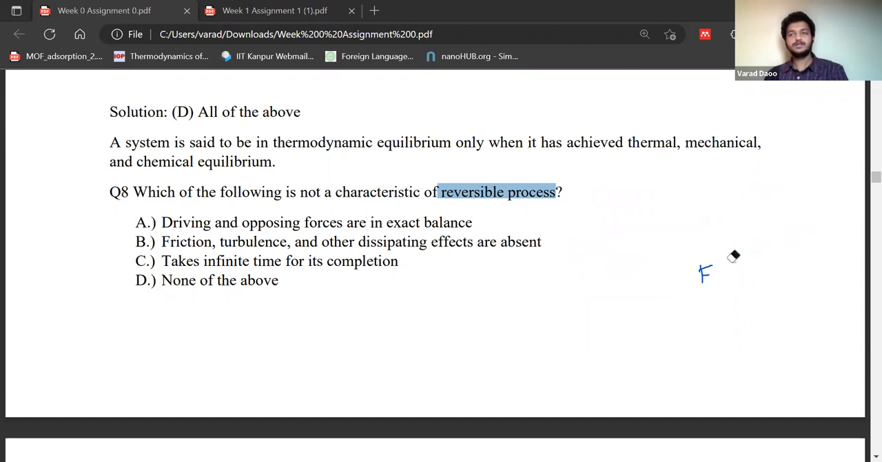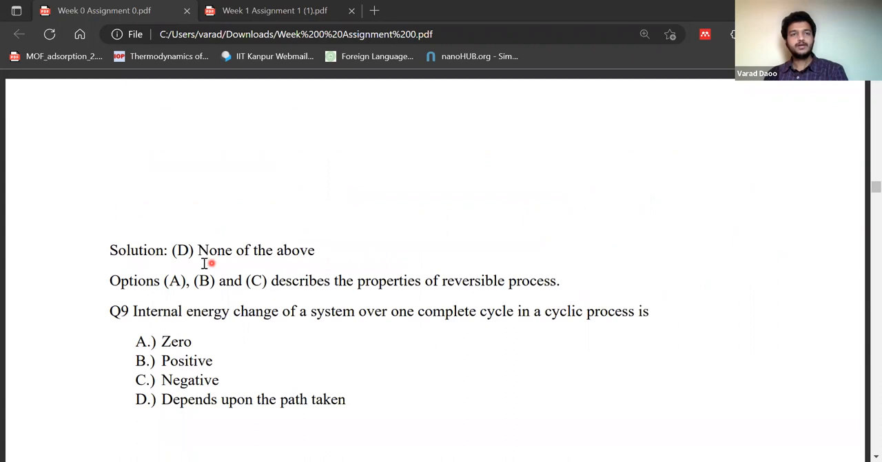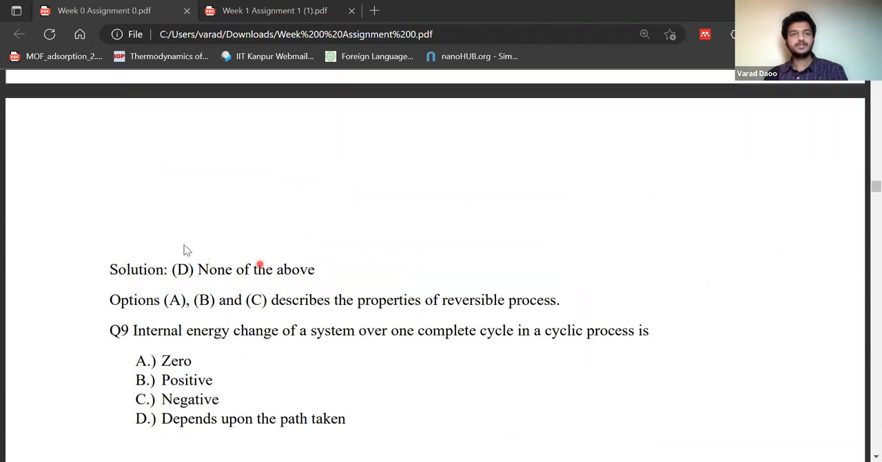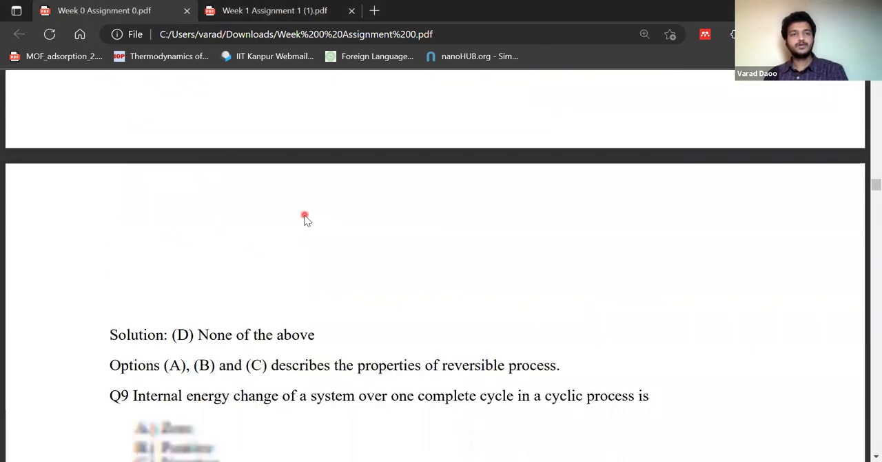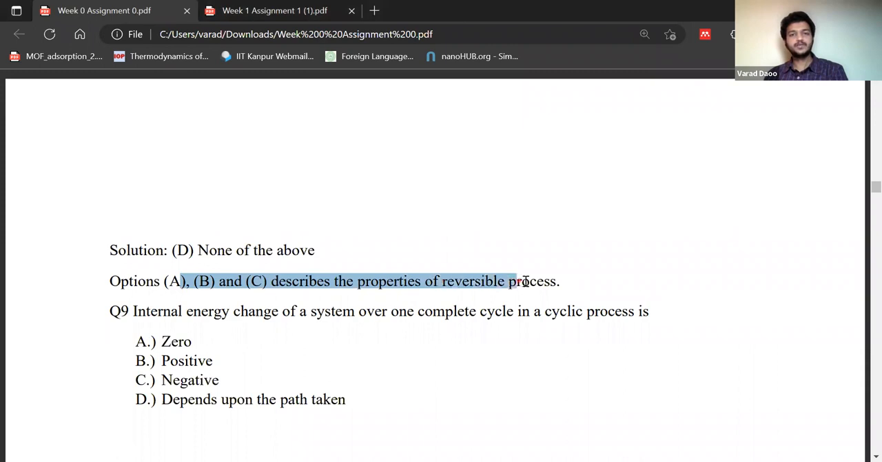Okay. Anybody has any question? We'll wait for 1 minute. See, none of the above. So the correct answer is none of the above. A, B, C all describe the properties of a reversible process.